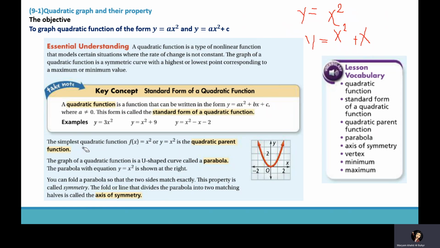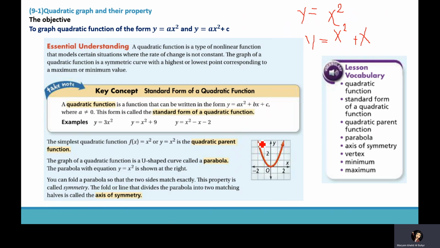So the simplest quadratic function is this form that I wrote here. This is the parent function for the quadratic function. So this is the quadratic parent function. We can graph it like this, which is a U shape, which is what we call a parabola.